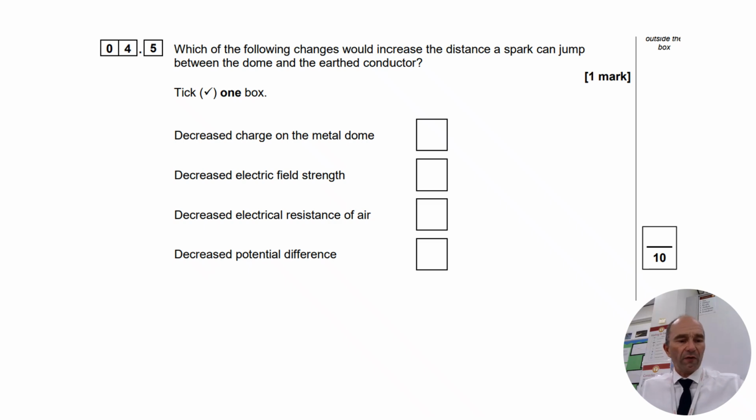And then question 4.5. Which of the following changes would increase the distance a spark can jump between the dome and the earthed conductor? Now, a decreased charge means we've got a smaller potential difference, so that's going to be 0. Decreased electric field strength, not going to be to do with that. Decreased potential difference, again, less energy. The answer that stands out, if we reduce the resistance of the air, that's going to cause our spark to jump further. So that is your only option on that particular question. So it's the 3rd box down. That question's out of 10. Well done if you got 10 out of 10.